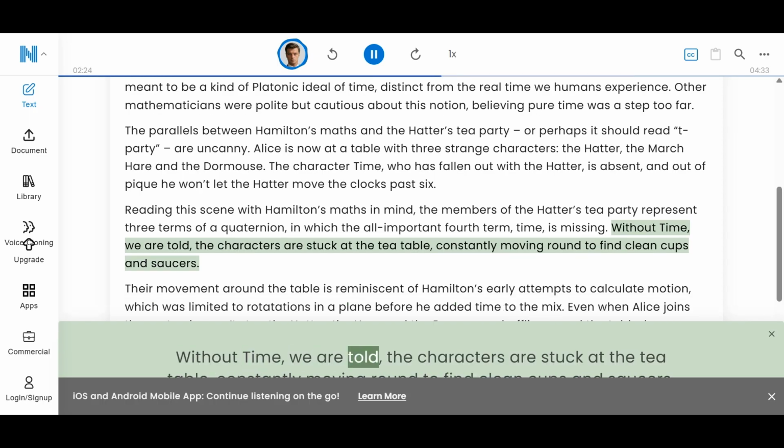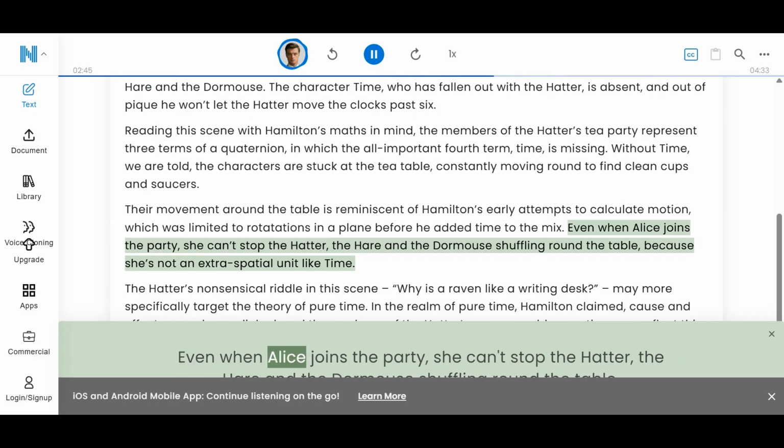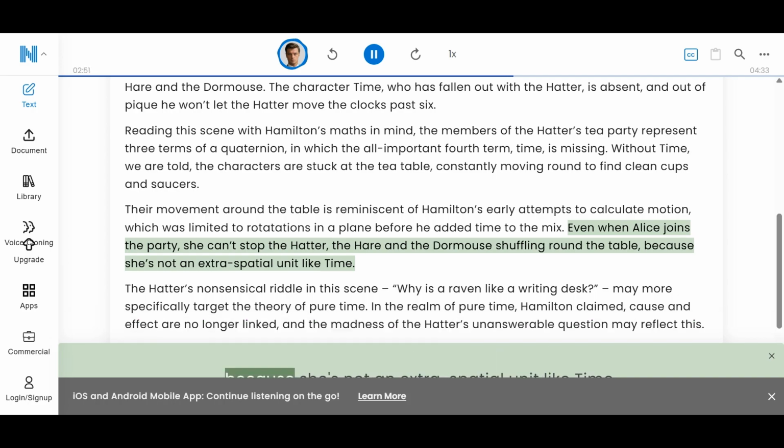Without time, we are told, the characters are stuck at the tea table, constantly moving round to find clean cups and saucers. Their movement around the table is reminiscent of Hamilton's early attempts to calculate motion, which was limited to rotations in a plane before he added time to the mix. Even when Alice joins the party, she can't stop the Hatter, the Hare, and the Dormouse shuffling round the table, because she's not an extra spatial unit like time.